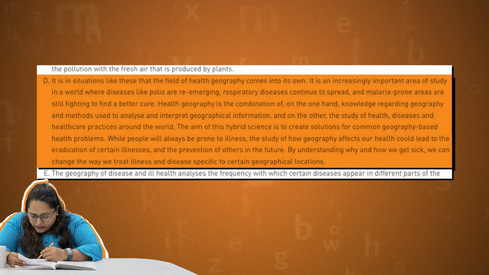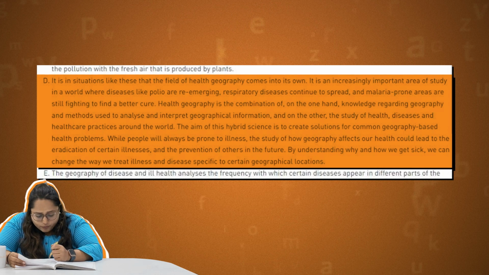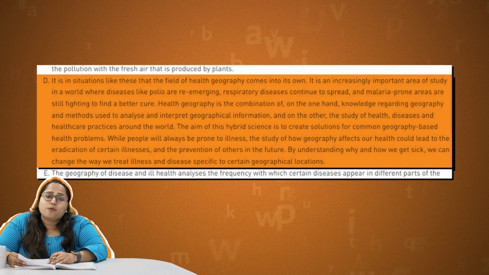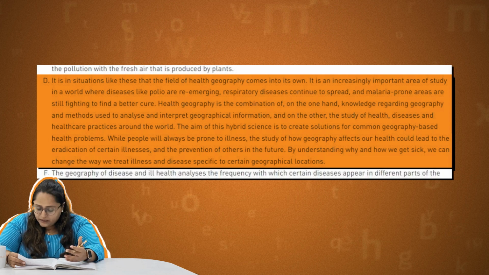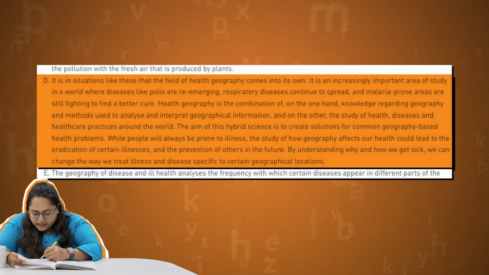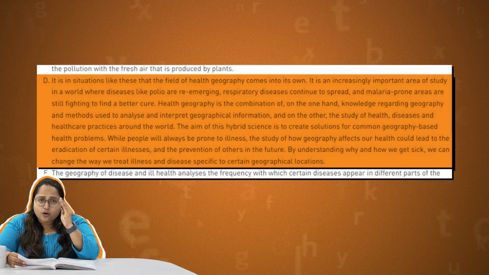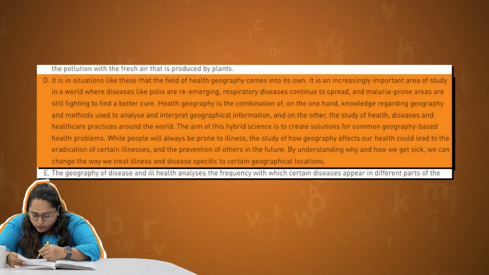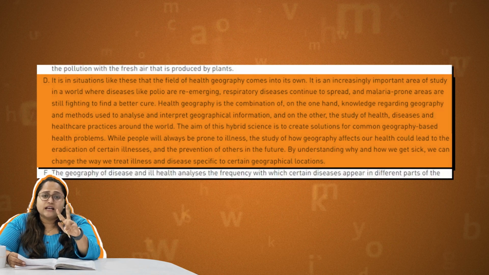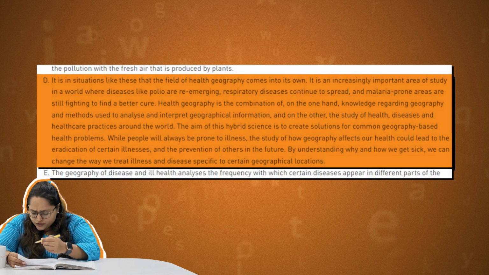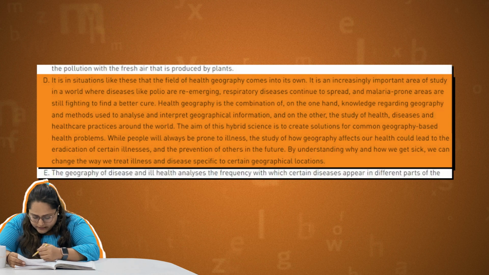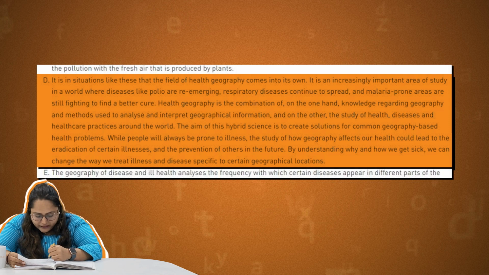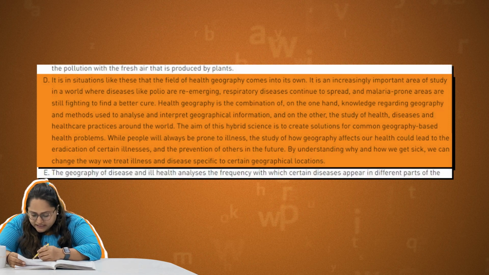Okay, health geography is a combination of what? Definition. It is the combination of, on one hand, knowledge regarding geography and methods used to analyze and interpret geography, and on the other hand, the study of health. So those are two things about health geography. The aim is to study diseases and healthcare practices around the world. The aim of this hybrid science is to create solutions for common geography-based health problems.